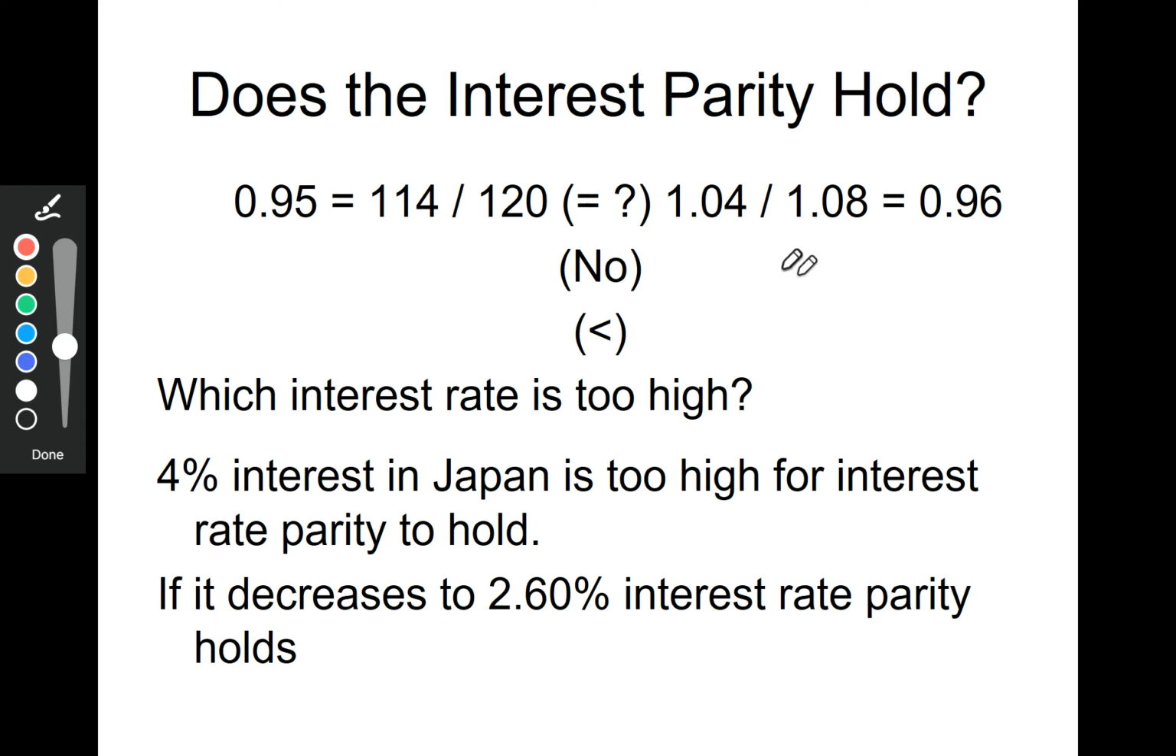It's nice to do this as an exercise. Put x here and see what number solves the equation. What interest rate instead of 8%, what cheaper interest rate, what more expensive interest rate in US would make this side 0.95, so parity holds. I would do this later on in this slide, but I would encourage you to calculate that x.